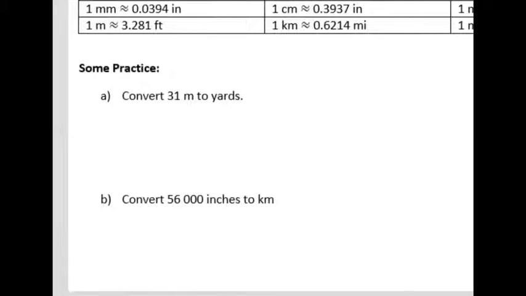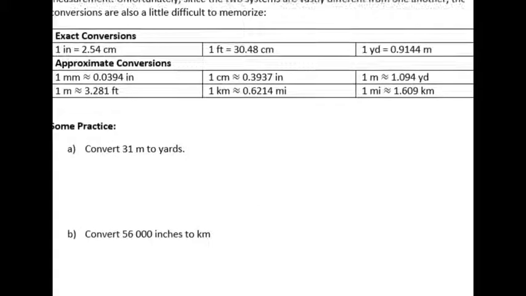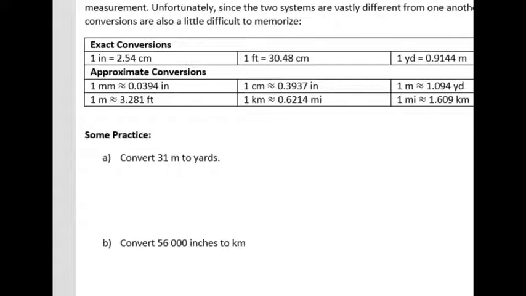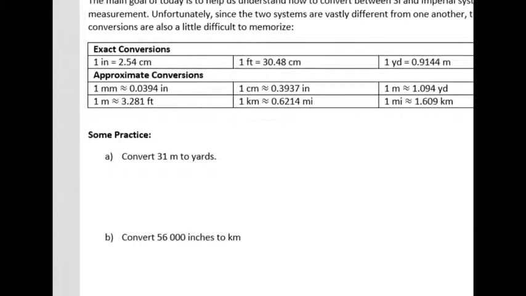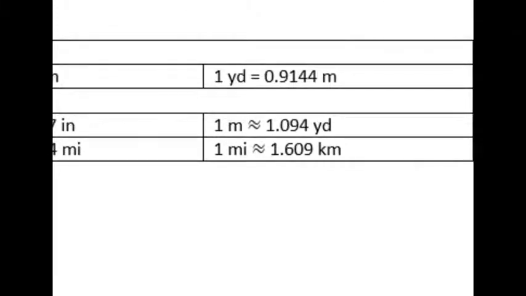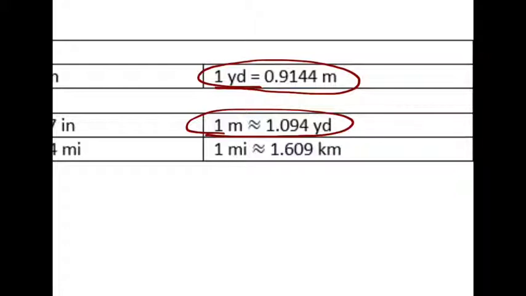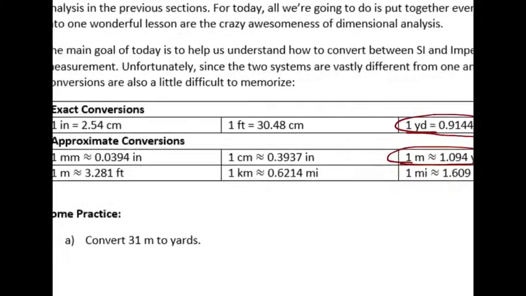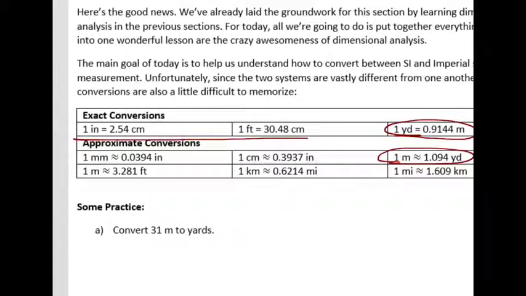We're going to convert 31 meters to yards. So here we're going from an SI unit to an imperial unit. Looking at the table above, do I have something that correlates meters and yards? Yeah, I do. I've got one right here. And I've also got one right here. I've got two, actually. The question is, which one should I use? And the nice answer is that it doesn't really matter, because you'll get the same answer either way. However, I would suggest that when you can, use these measurements.